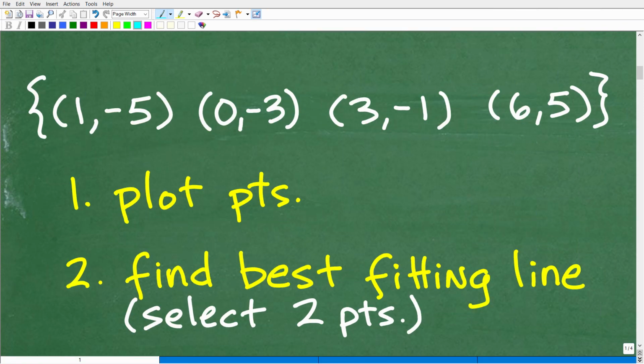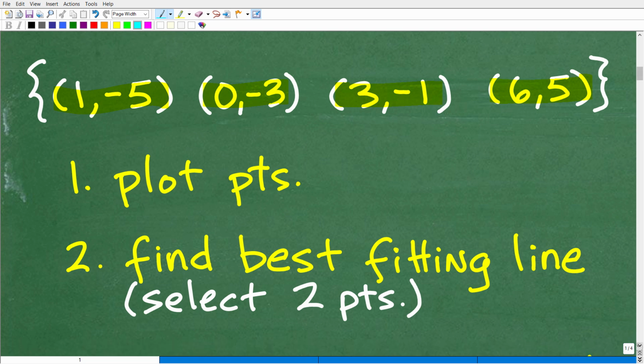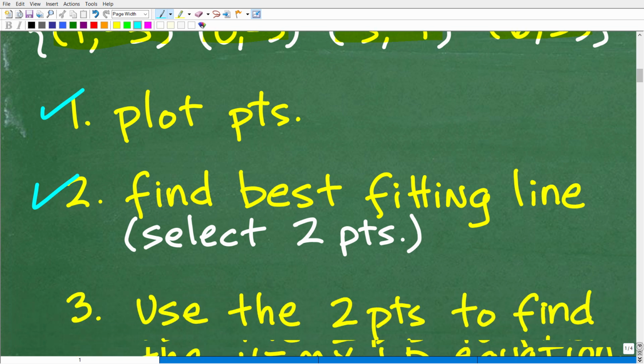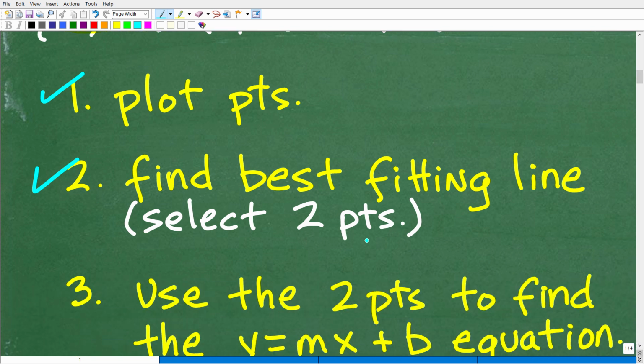The first thing we want to do is look at the process to figure this out. We're going to use our XY points here. Of course, these are points that we can plot. And these are basically the steps to figure this out. First of all, we're going to plot the points. The next thing we're going to do is try to identify the best fitting line, and we're going to do that by selecting 2 points.